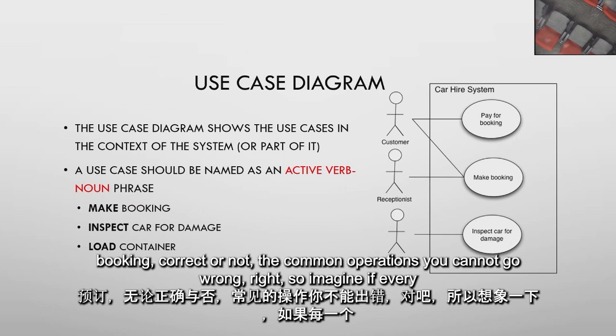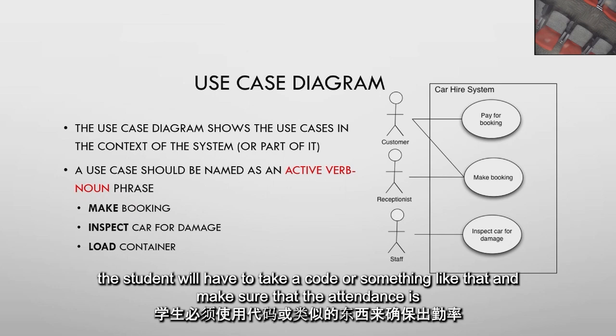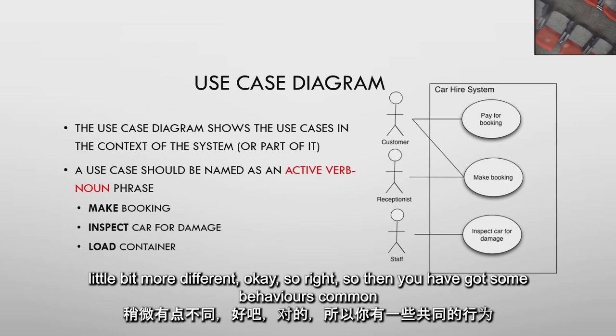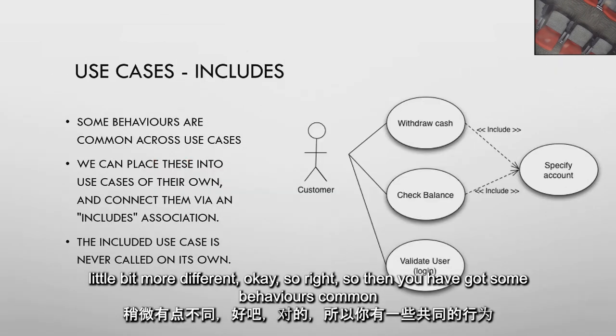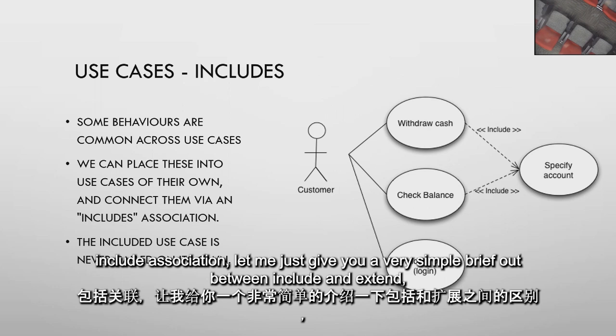So imagine if every university needs an attendance system. You know that there are some common operations, right? The student will have to take a code or something like that and make sure that the attendance is taken. But the way you name the process and perhaps the flow for verification might be a little bit different. Okay? So moving on. You have got some behaviors common across use cases. We can place these into a use case of their own and connect them via an include association.